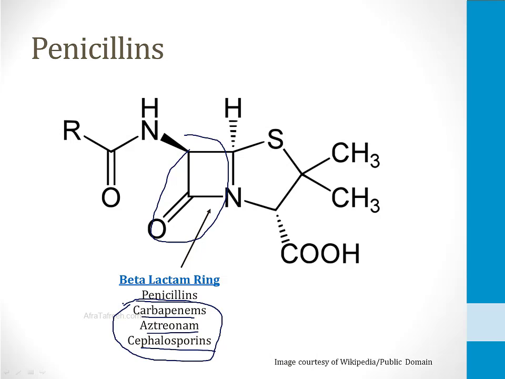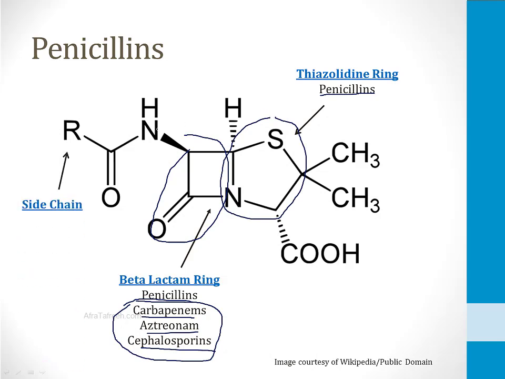The second important component of a penicillin molecule is the presence of a thiazolidine ring. This is only found in penicillins. So when you have a beta-lactam ring next to a thiazolidine ring, like what I'm circling on the screen, that structure is a penicillin. The other important feature of a penicillin antibiotic is the side chain, denoted by this letter R here. The side chains vary in the different subtypes of penicillin, and that's what makes each of them unique.